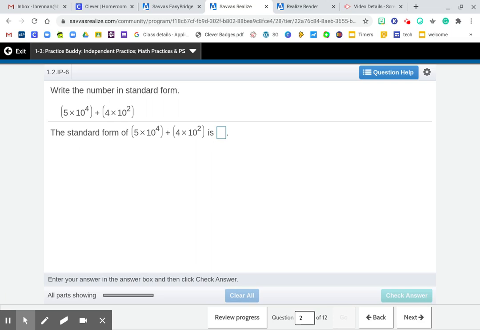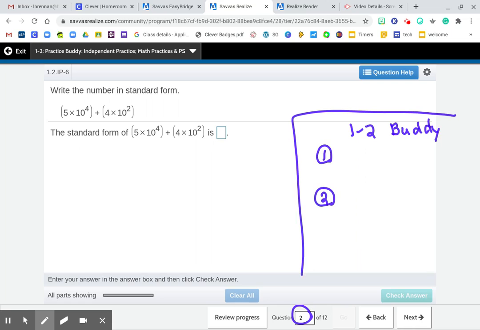So write the number in standard form, and we just said, oh, that's right, that's the normal way you write a number. So in your notebook, you can be writing, this is question number 2, and you can put on the top of your notebook page, 1-2 is the lesson, and we're doing buddy practice. If you want the work written out, if a family member wants to look at it, you can number it in your notebook. So it's nice and neat. So you've got that in your book.